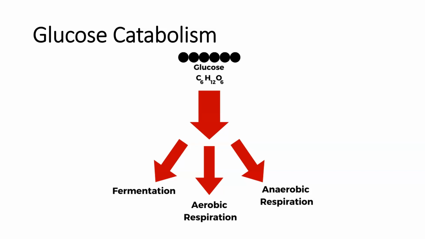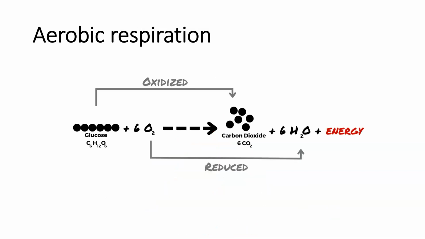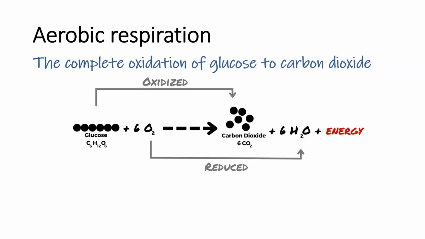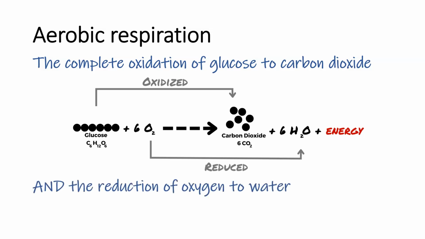As you can probably figure out from the name, aerobic respiration requires oxygen. Fermentation and anaerobic respiration do not. Aerobic respiration is like the combustion of wood. It involves the complete oxidation of glucose to carbon dioxide and the reduction of molecular oxygen to water. Right? These two things have to be paired together.